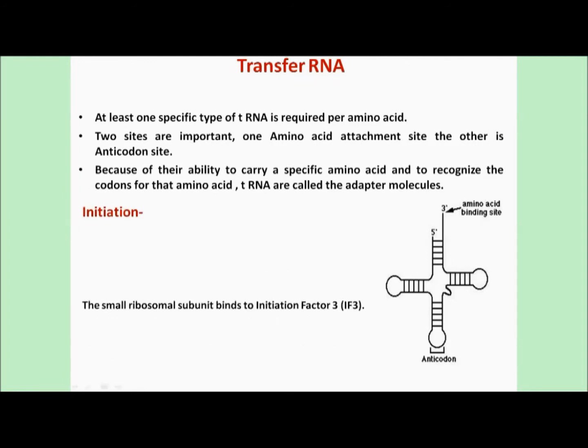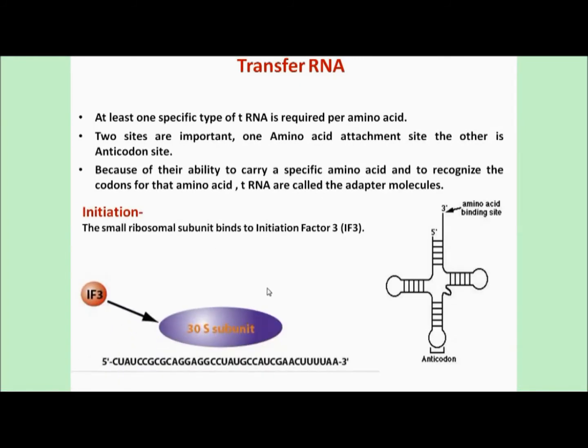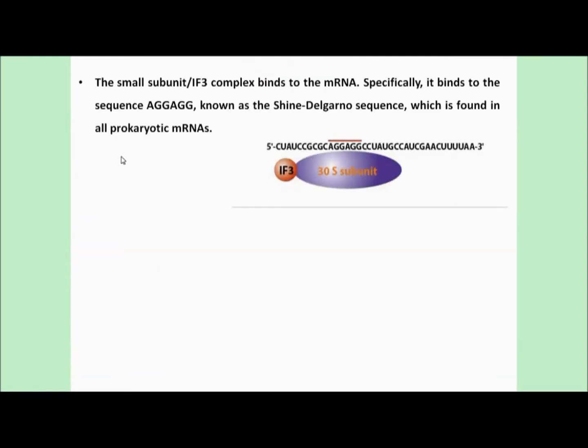So, initiation: how does it take place? Let's see. In prokaryotes, the smaller ribosomal subunit will first bind to initiation factor 3, also known as IF3. So this is the 30S, here IF3 will bind, and this is the mRNA. Now the next step is that the small subunit and IF3 complex will bind to the mRNA. Where is it going to bind? It is going to bind at a specific point with the sequence AGGAGG, and this sequence is known as the Shine-Dalgarno sequence, which is found in all prokaryotic mRNA.